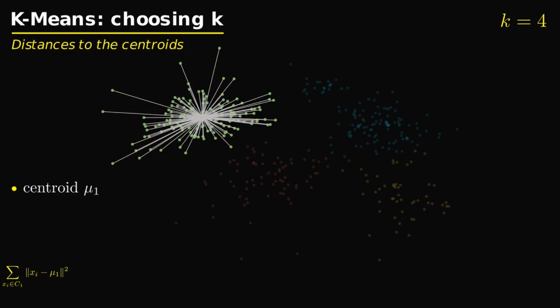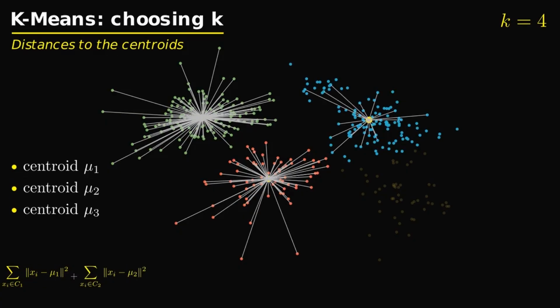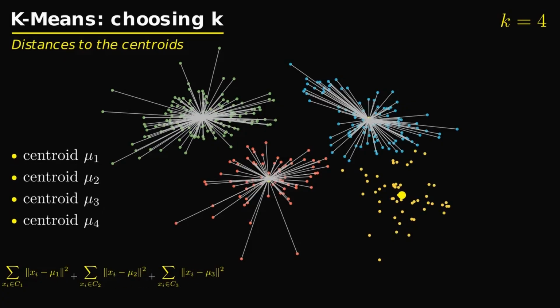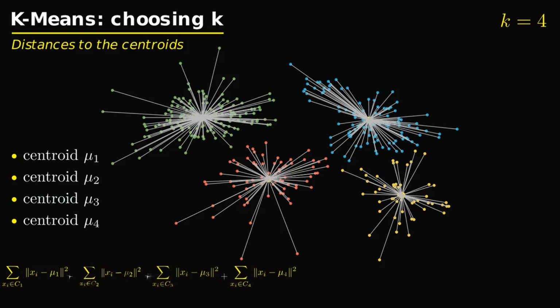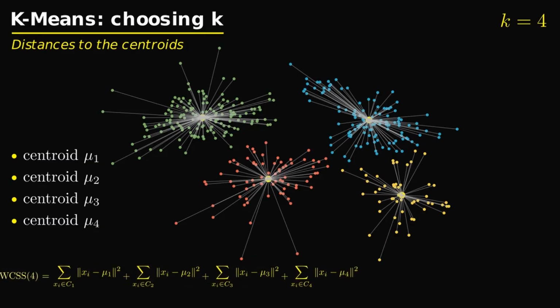Of course, k-means does not stop at one cluster. Each of the other clusters contributes a similar term. Here is the second cluster, with centroid μ2. Here is the third cluster, with centroid μ3. And finally the fourth cluster, with centroid μ4. The global criterion is the sum of these within-cluster contributions. WCSS stands for within-cluster sum of squares. For this choice of k, we write WCSS of 4.